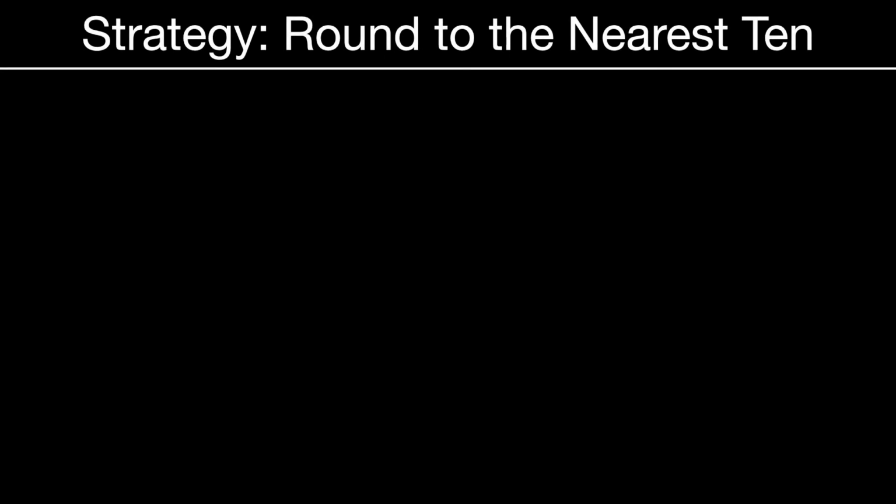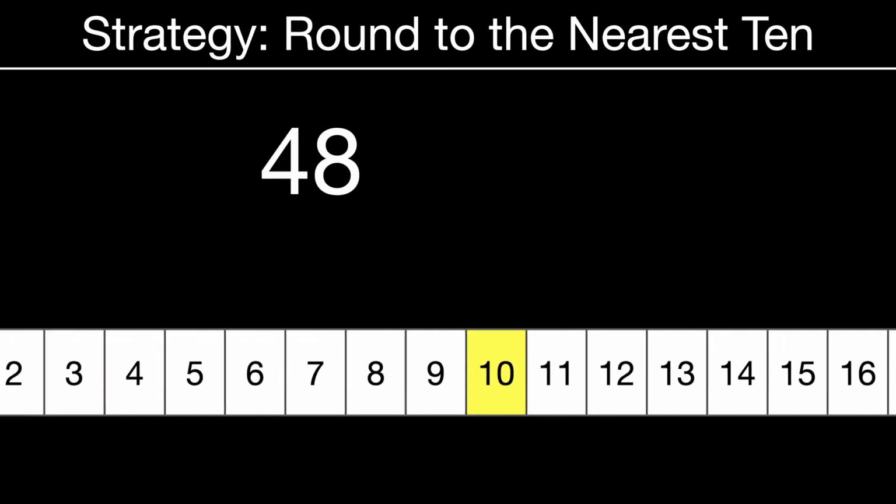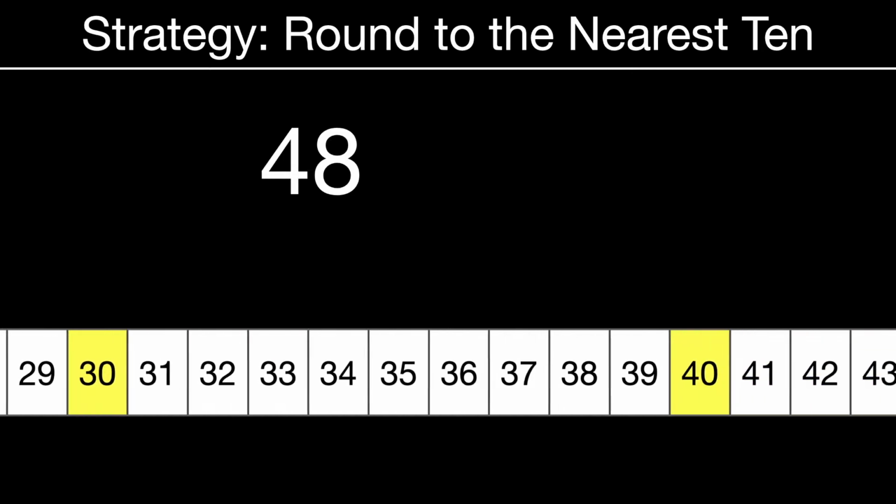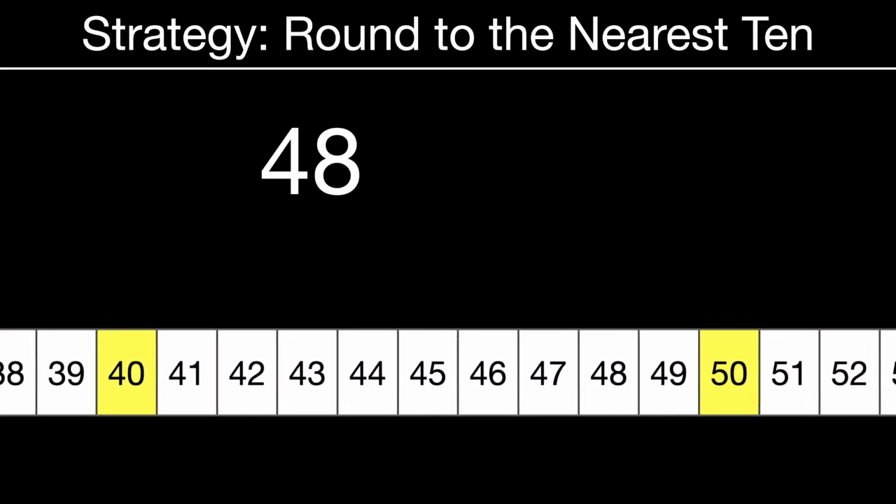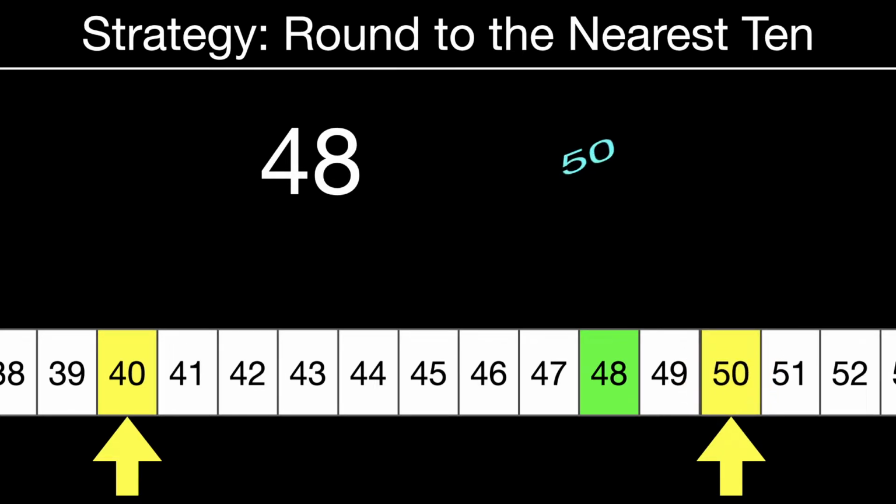So we're doing problems like that today. Our strategy will be rounding numbers to the nearest 10. So for example, 48, if we were to find 48 on a number line, we would have to round it to the nearest 10 on either side, which we have there in yellow. So 48 is in between 40 and 50, and we have to pick one of those, and it's closer to the 50. So we would say that 48 rounds, or is closest, to 50.